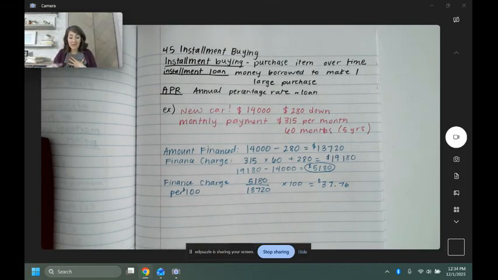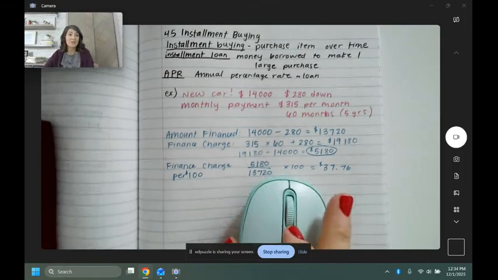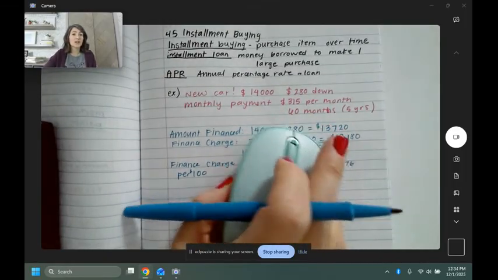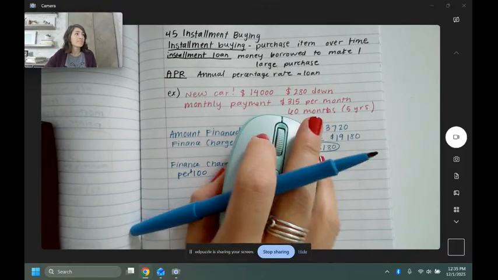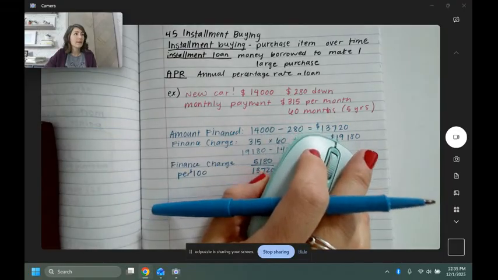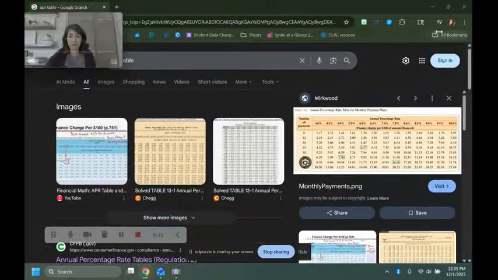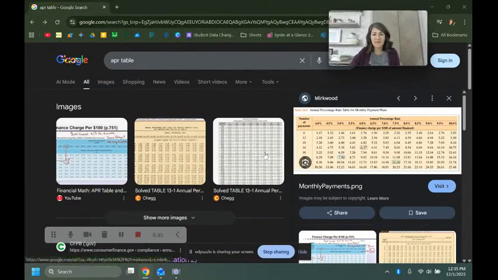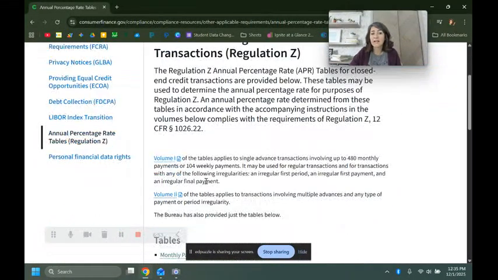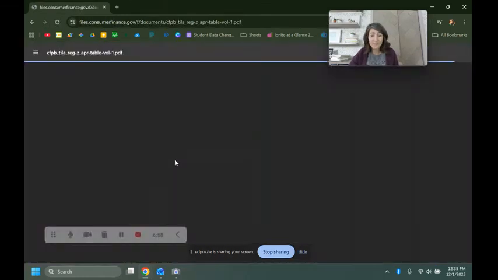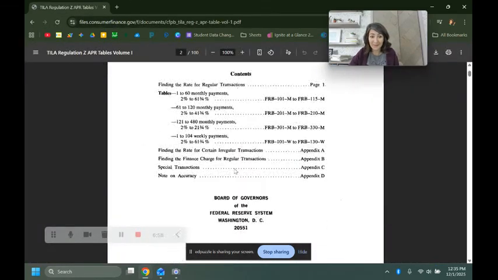Now, with this, I can use an APR table to find the percent of interest that I paid. I just searched on Google for an APR table, and a lot of different ones come up. I went with the .gov one just because it's got the most numbers in it. And what I'm going to do is look at this big old table.